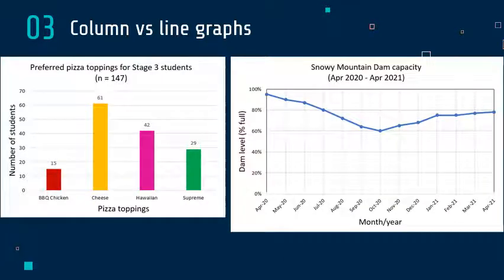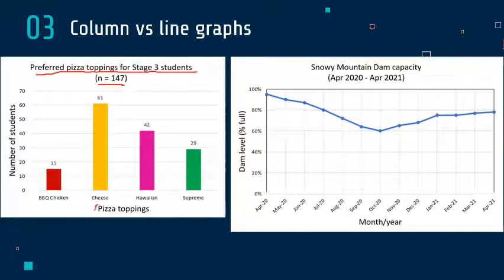Okay, so let's look at our examples. We've got preferred pizza toppings for stage 3 students. That's my heading. It's a nice and specific heading, and I've actually included the count here. So I've increased the numbers so it looks a little bit more impressive rather than our class of 15 kids. Here we've got the number of respondents is 147. So 147 stage 3 students responded to this.